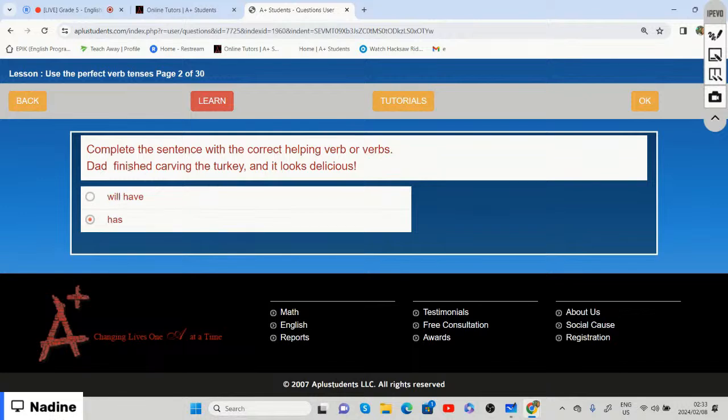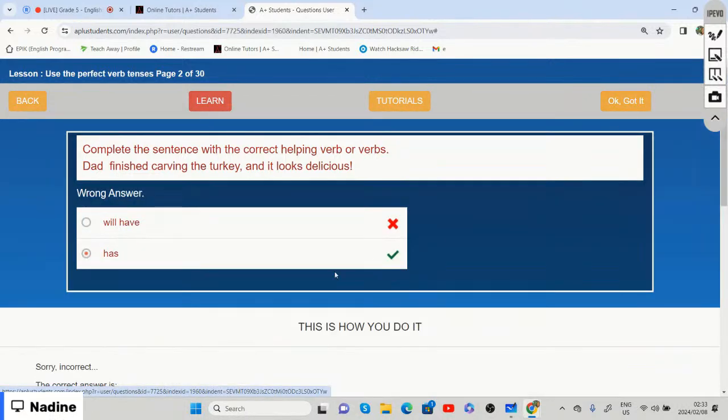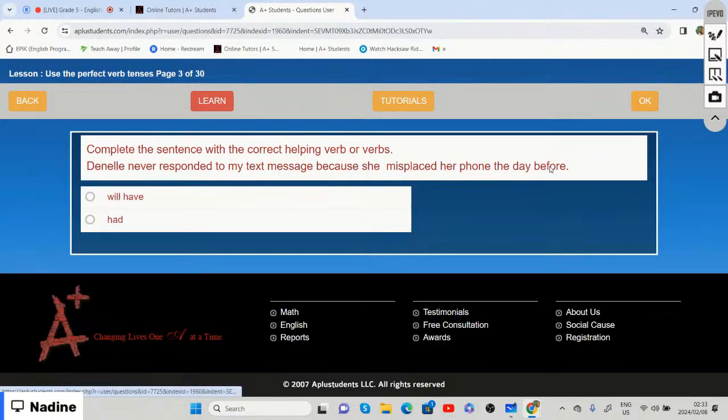And this one comes again, which is Dad has carved the turkey and it looks delicious. So Dad will have finished carving the turkey and it looks delicious. Oh, Dad has finished. So has is correct. So well done. No, has is actually correct. For I just read it and for me the sentence didn't make sense, so I apologize.